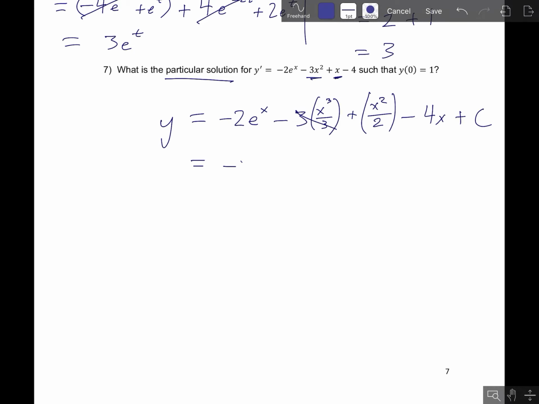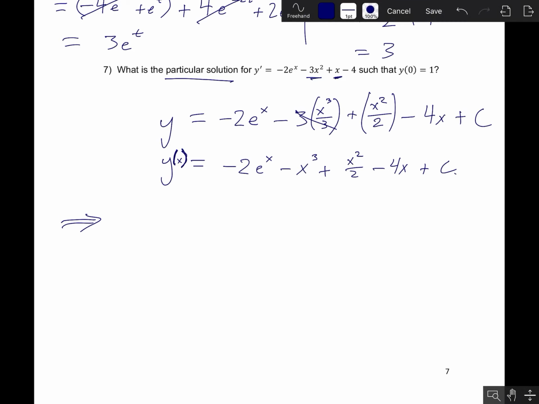Okay, and let's clean this up a tiny bit so I can cancel these 3's. We'll get that y is equal to negative 2e^x minus an x cubed plus an x squared over 2 minus a 4x plus c. This is our y value evaluated at x. So if you'd like to make explicit that this is a function of x, you could write y as a function of x here. But normally we just understand that y is a function of x and we suppress that notation.